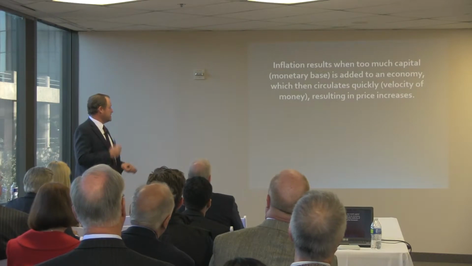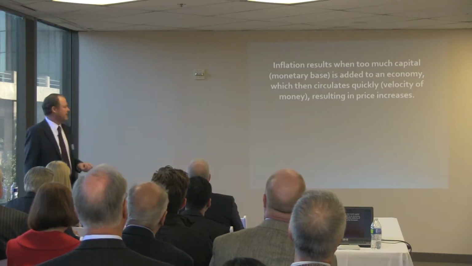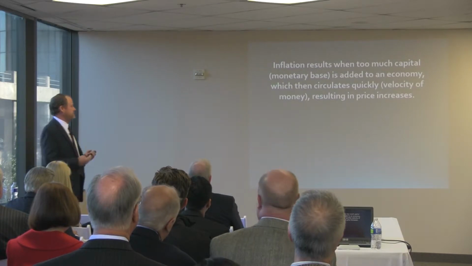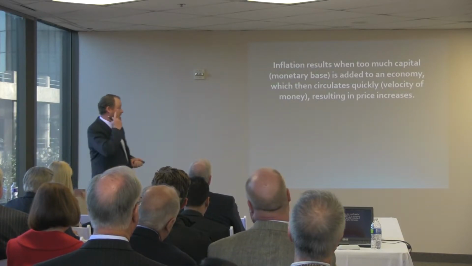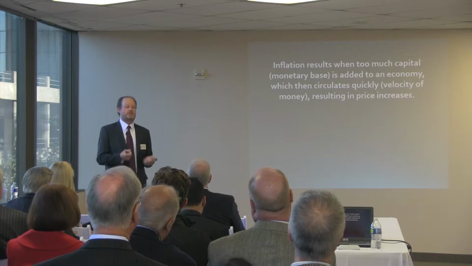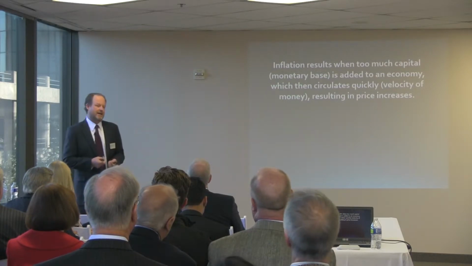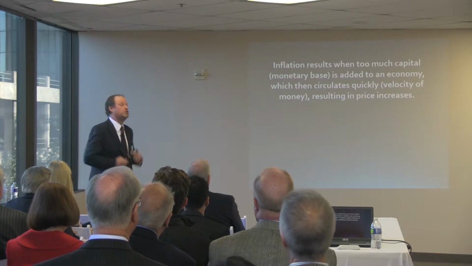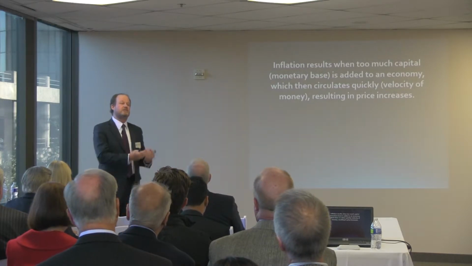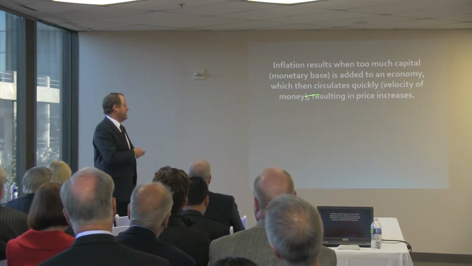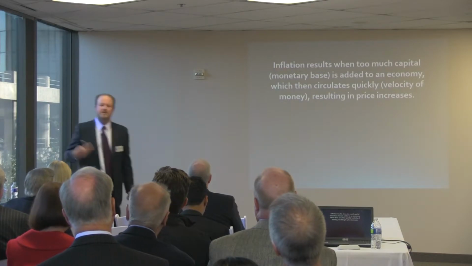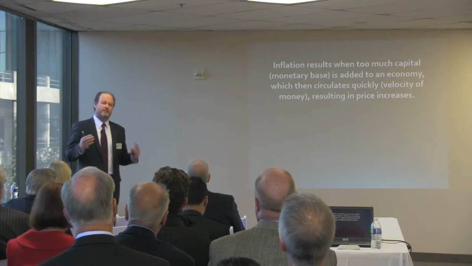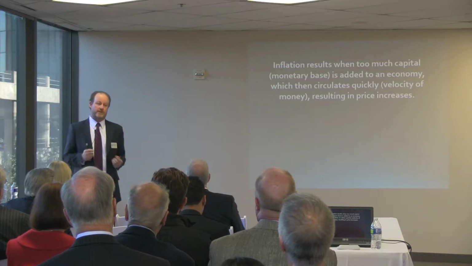All right, so what causes inflation? Inflation happens when two things merge. One is your monetary base. Think of monetary base as how much money is in the economy, how much liquid capital is in the economy. When you get too much money into the economy, that tends to be inflationary. But it's only inflationary if that money circulates rapidly. It's called velocity of capital. So you have too much money that's moving too quickly. That's when you get inflation.